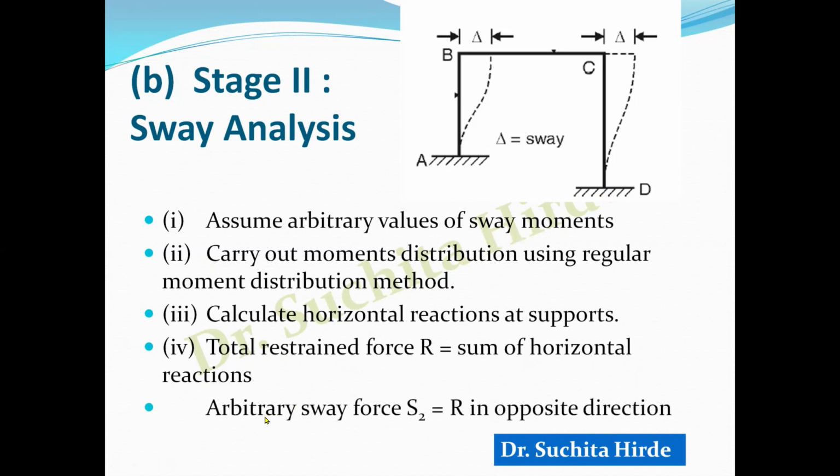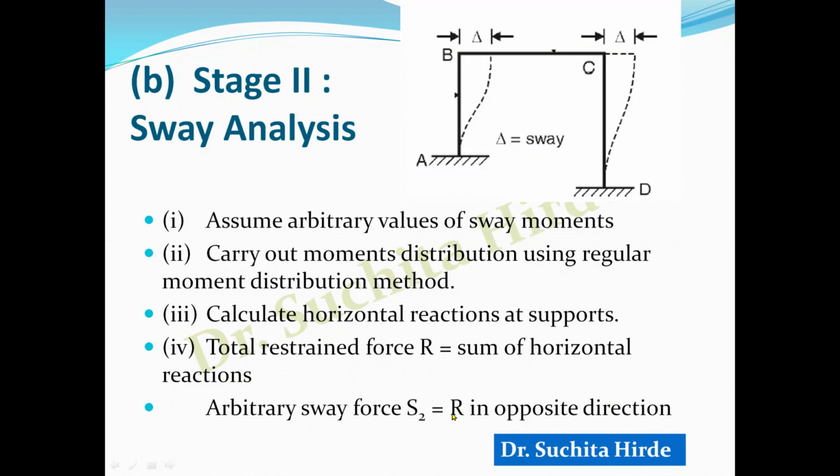After this, we calculate the arbitrary sway force for this approximate moment. We have assumed some approximate moment due to sway, for which we have calculated the sway force. Now this sway force S2 is equal to R in magnitude but in the opposite direction. So we will study this while solving the problem. Please remember that in stage 1 analysis, we calculate the actual sway force. In stage 2 analysis, we get an imaginary sway force for this imaginary sway moment.